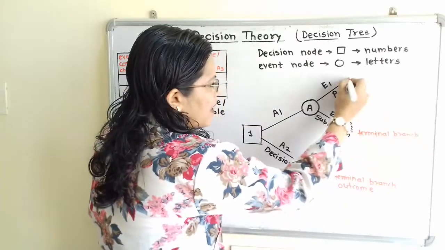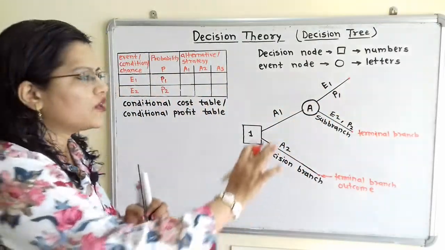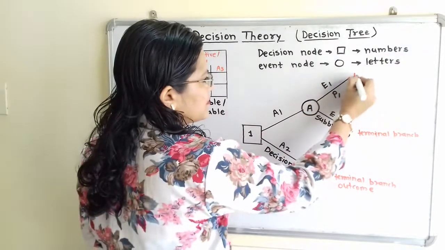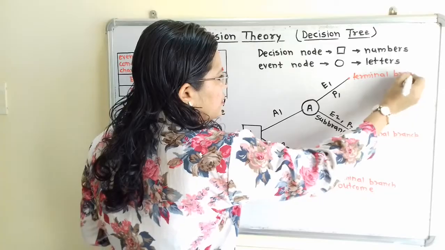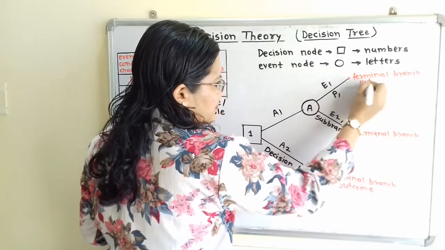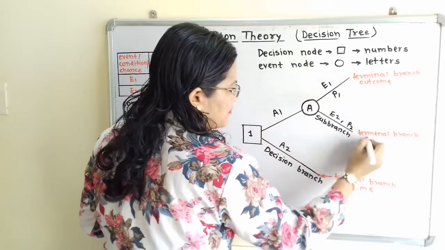So after this, if there is no other node, then this also will be a terminal branch, and at the end of this terminal branch we have to show the outcome, or we have to write the outcome.